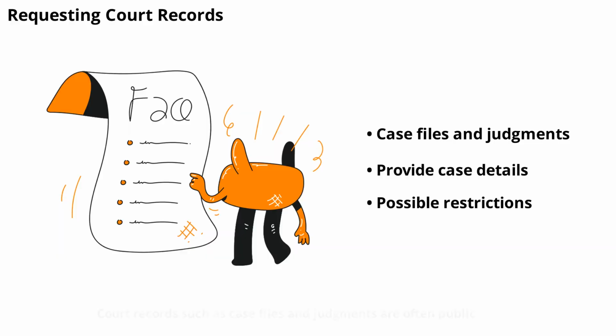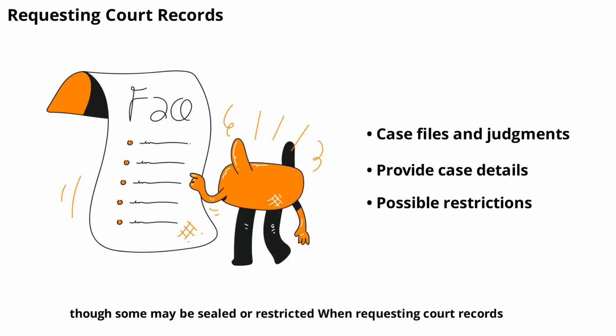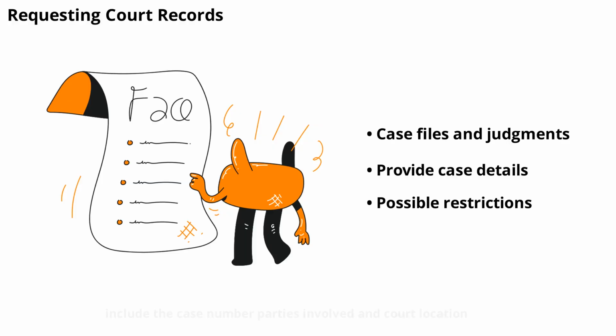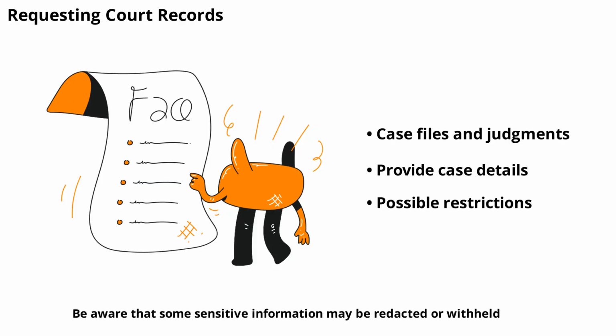Court records, such as case files and judgments, are often public, though some may be sealed or restricted. When requesting court records, include the case number, parties involved, and court location. Be aware that some sensitive information may be redacted or withheld.